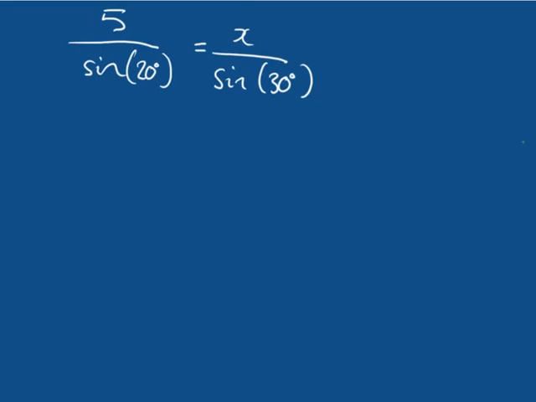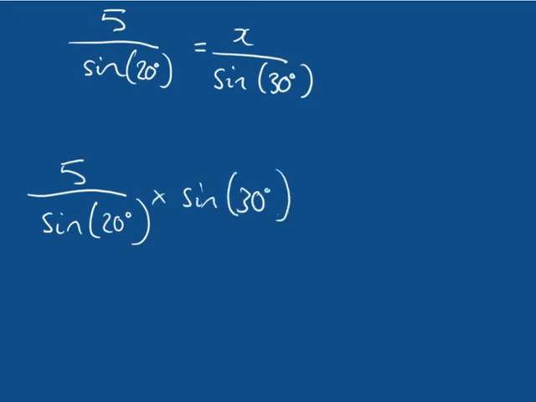So we can rearrange this quite simply to find the value of x. If we multiply 5 over sine of 20 by the sine of 30 degrees, that's going to give us x. We've multiplied both sides by the sine of 30. That's cancelled out on this side, giving us x. And it's given us 5 over sine 20 times sine 30 on the left. So we can now calculate this. We can use a calculator to work this out.